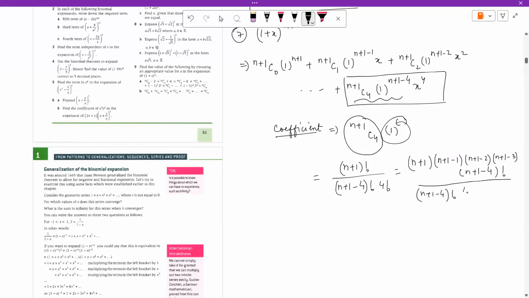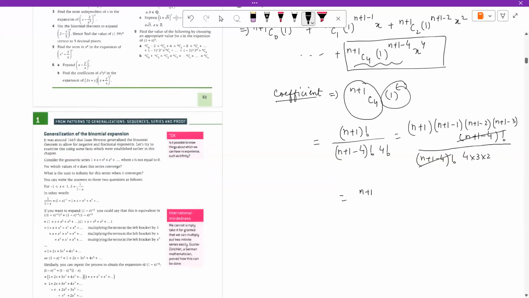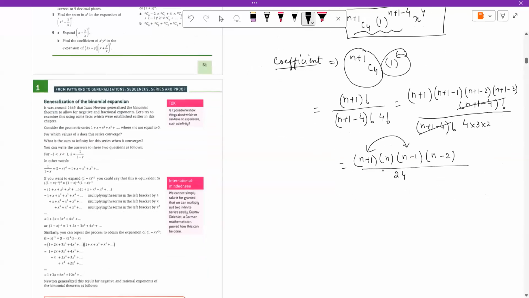And then 4 factorial is how much? 4 into 3 into 2. And that's it, so this would be cancelled. We are left with n plus 1, then n, then n minus 1, and then n minus 2, divided by 24. We can simplify this more, or even just stop at this point. So this is n squared minus 1, and then this is n squared minus 2n. Or we can further simplify it, but this is the coefficient.